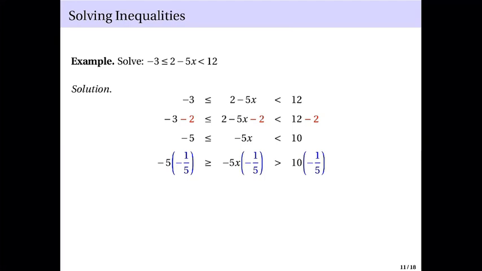And then we just simplify. We have 1 because we have here -5 times -1/5. That's just 1. And in the middle, we still have x. And at this side, you have 10 times -1/5, that's -2. Now we have 1 greater than or equal to x greater than -2.